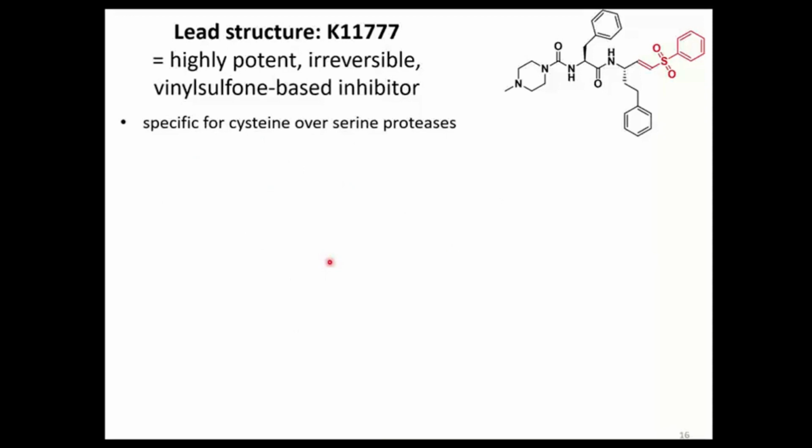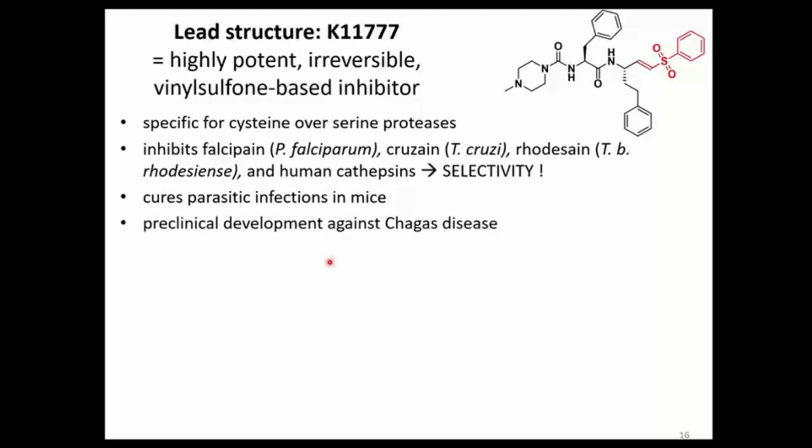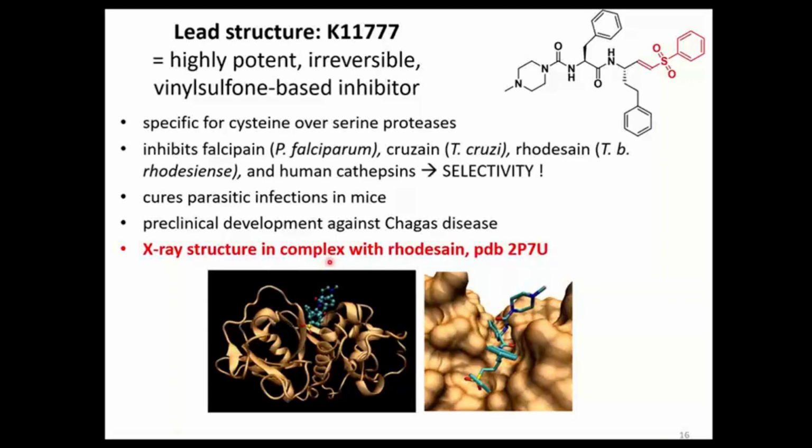So K11777 is a selective compound, selective for cysteine proteases. It does not inhibit serine proteases. It also inhibits related parasite enzymes like the falcipains and brucipain. But unfortunately, it is also not selective versus human cathepsins, which makes it problematic in terms of drug development. On the other hand, K11777 was found to cure HAT in mice, and it was in preclinical development against Chagas disease and I think also against worm infections. The main reason why we chose K11777 as a starting point is that there exists an X-ray structure of the enzyme inhibitor complex, and this is needed to start with QM-MM computations.